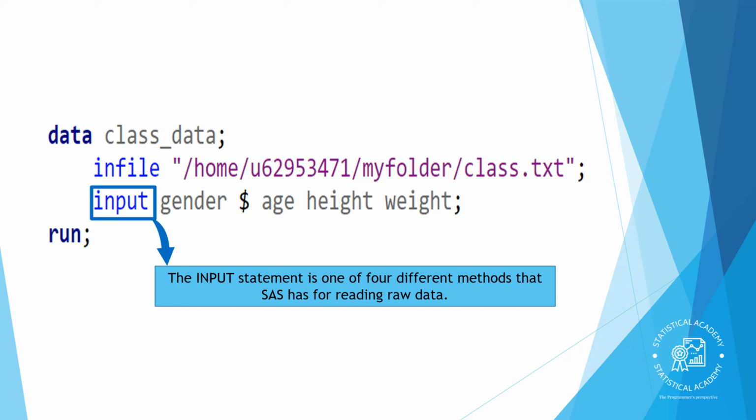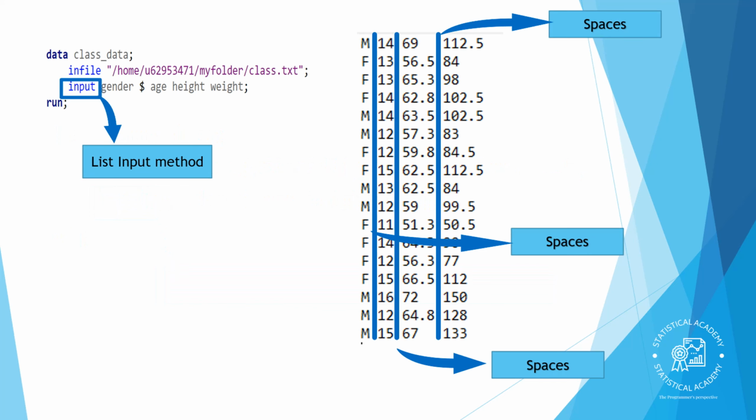This is the list input method and it is appropriate for data values separated by delimiters. The default delimiter for SAS is blank. SAS can also read data separated by any other delimiters like commas, tabs or any special symbols, with a minor change to the infile statement.